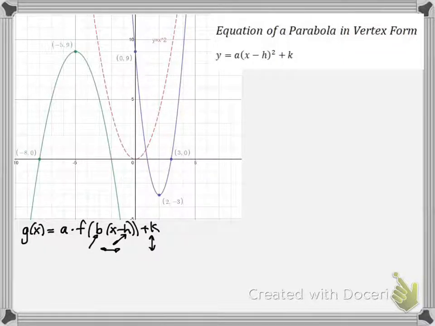The only b we used was to make it negative for a horizontal reflection. But in this case, parabolas never have a horizontal reflection. So we're going to leave that part out, which means I can leave out these parentheses and these parentheses and have just a single set of parentheses. And we learned that a was the vertical stretch.